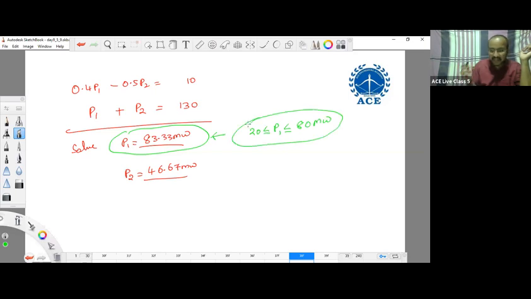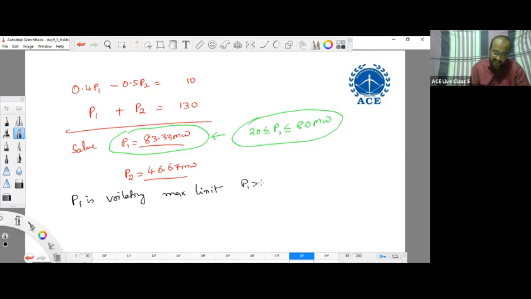That means P1 is violating what? The maximum limit. Understand my point here? P1 is violating the maximum limit. What do you need to do? We should not generate more than its maximum limit. I have already said, due to thermal consideration, it is violating the maximum limit.